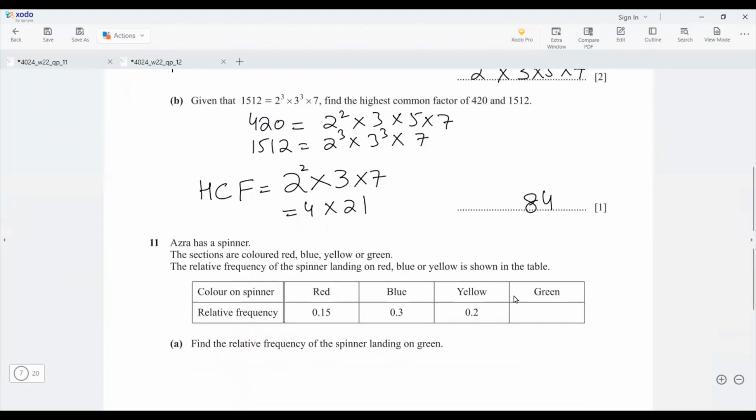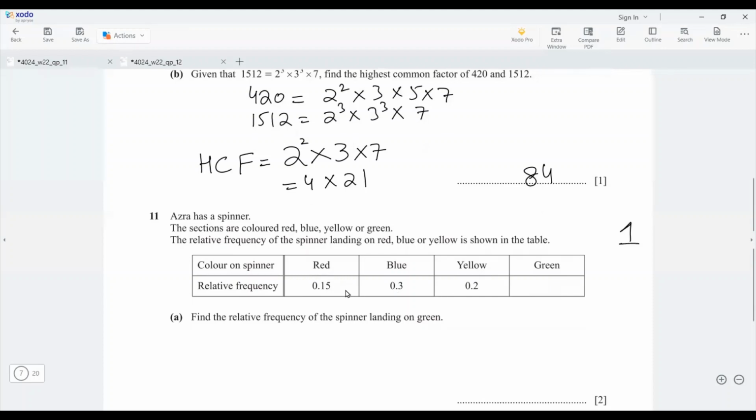Moving ahead, it's basically a relative frequency question. These types of questions are occurring most frequently in recent past papers. How can we find the unknown relative frequency? We have to find the relative frequency of the spinner landing on green. The maximum probability of any event occurring is 1. So adding all of these relative frequencies and subtracting from 1 gives us the result.